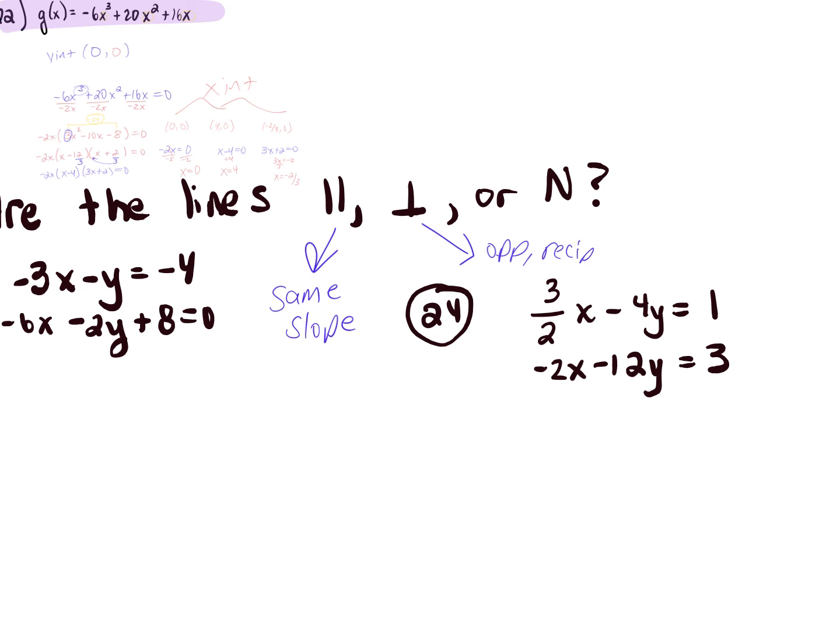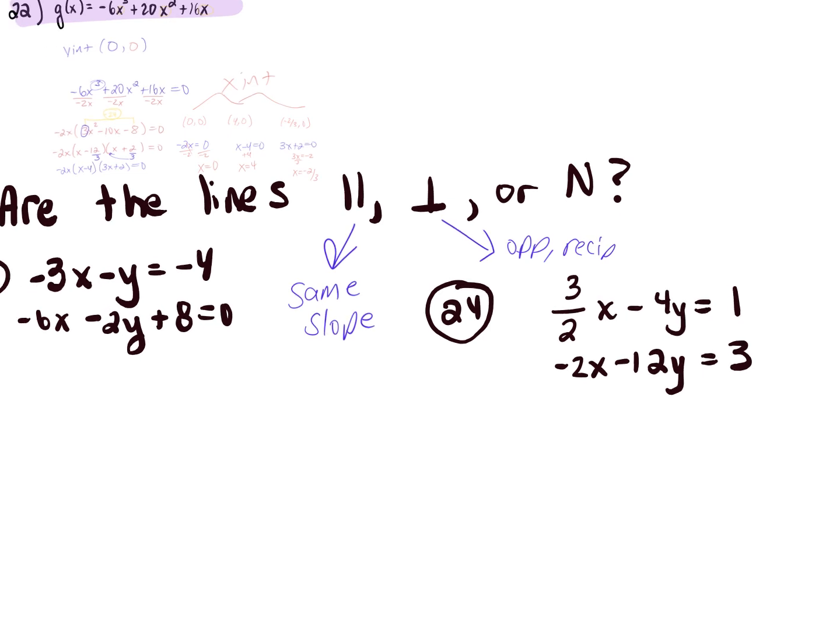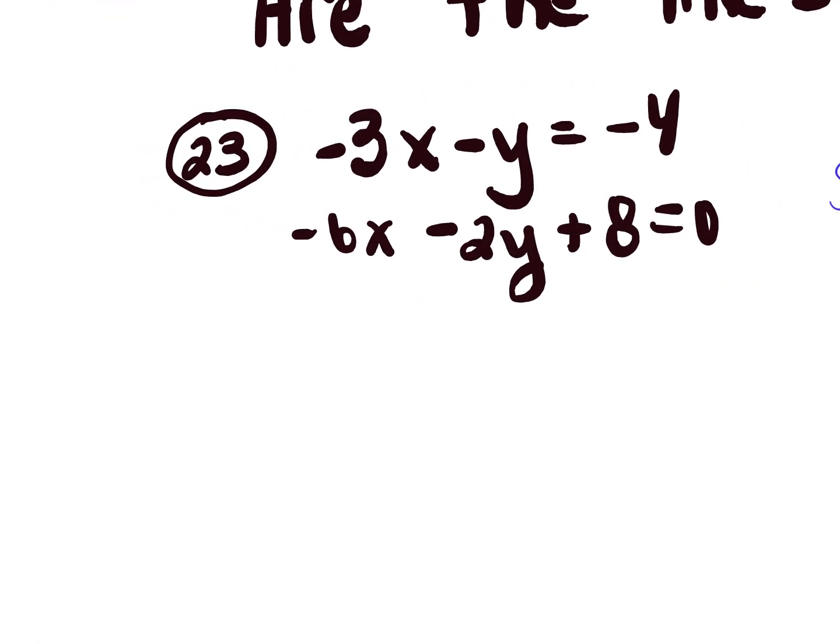So the way that you would show me, guys, you can't just look at this and say, oh, they're parallel or they're perpendicular. You have to show work. So write down both lines. I have 3x minus y equals negative 4, and I have negative 6x minus 2y plus 8 equals 0. Get each equation into y equals mx plus b, because then you can see the slope really well.